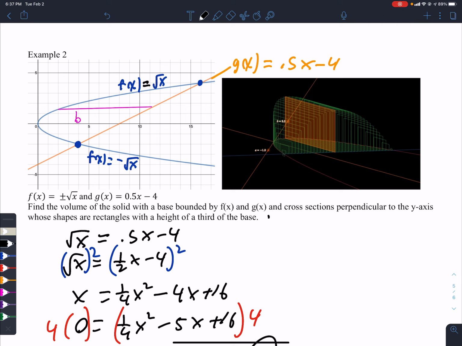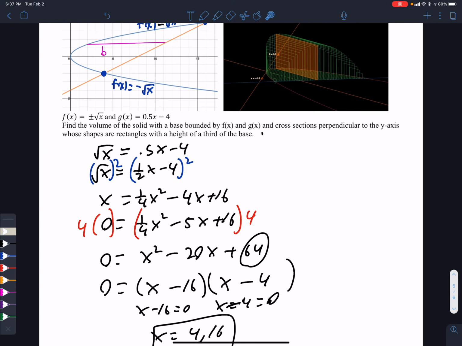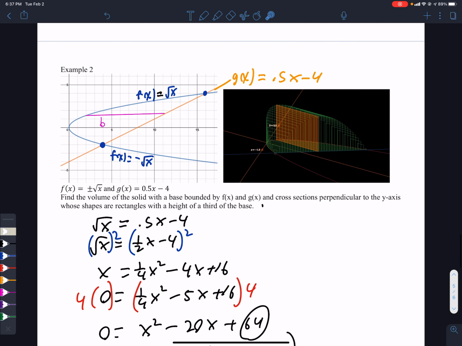So the x-coordinate here is 4, x-coordinate here is 16. So if this were a test, I would give you 1 point for setting those equal to each other and 1 point for getting those two. Now we're ready to add them up, but be very careful.